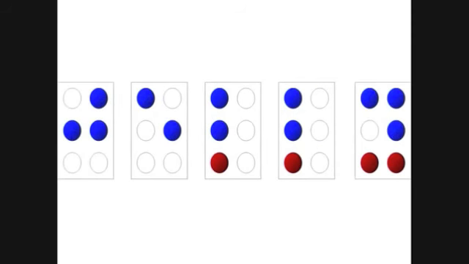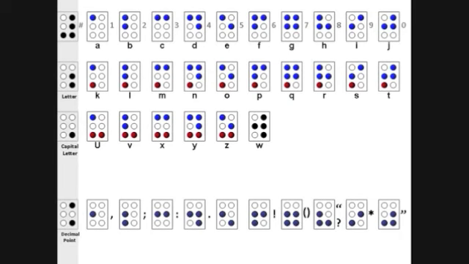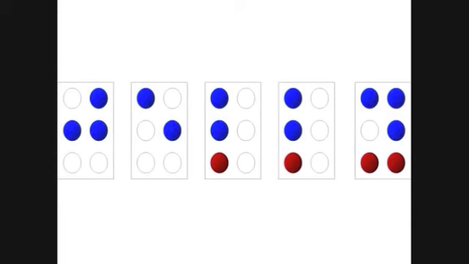Let's try another one. The first 2 cells we know are from letters A through J, because only the top 4 dots are used. The next 2 cells are from letters K through T, because dot 3 is also raised. And the final cell is from letters U through Z, since dot 3 and dot 6 are also raised. So let's take a sneak peek back to all of our cells again. And so if you guessed correctly, then you came up with the word jelly.